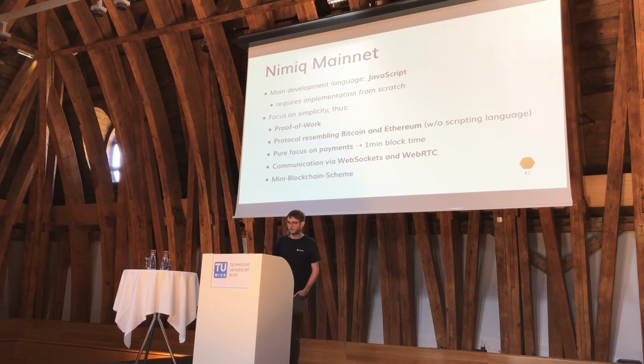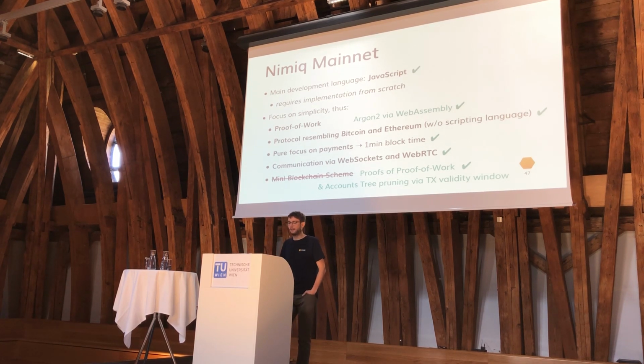So, what have we seen so far? We wanted to build something in JavaScript. Yes, we did that. We still have proof of work, and it uses Argon2, which we implemented in WebAssembly because that was faster. We have a protocol that resembles Bitcoin and Ethereum, so we took most parts of Bitcoin. From Ethereum, we took this accounts-based model instead of UTXO. And we have the 1 minute block time. We have the communication via WebSockets and WebRTC, so we have this huge network that includes both browsers and also servers. But we completely scrapped the mini blockchain scheme because we then used proofs of proof of work, so Nimiq, and we also implemented accounts tree pruning via this transaction validity window.